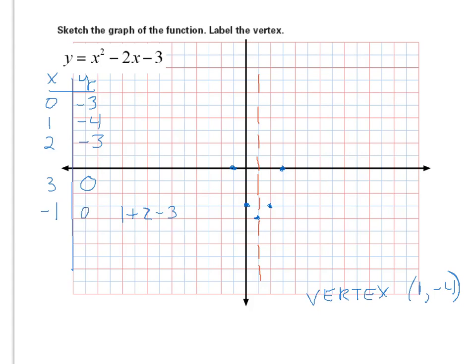Again, for shape, I'm thinking a U shape, so I just want to be careful that I don't make it look like a V. I'm going to just try one more point. I'm going to plug in a 4. So 4 squared is 16, and then minus 8 minus 3. So we get 8 minus 3, which is 5. So at 4, we get 5, which is that point right there.